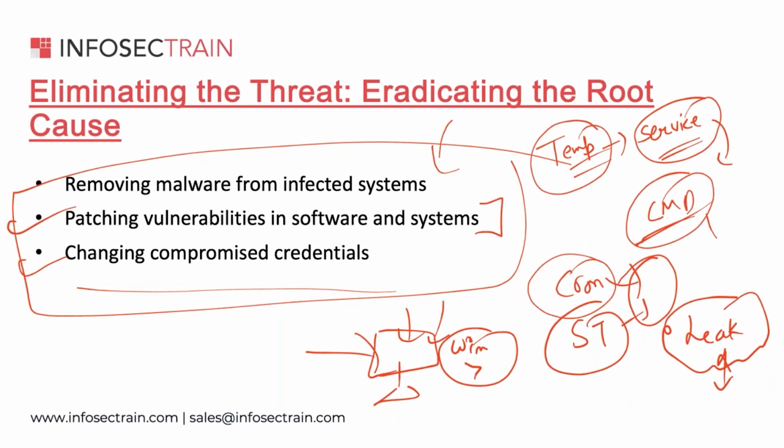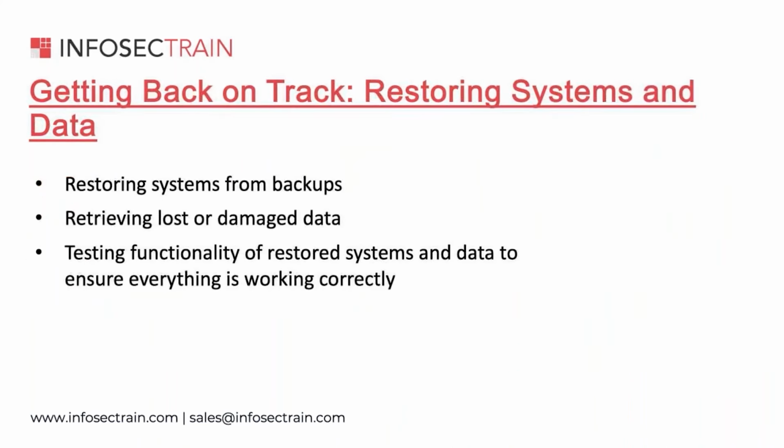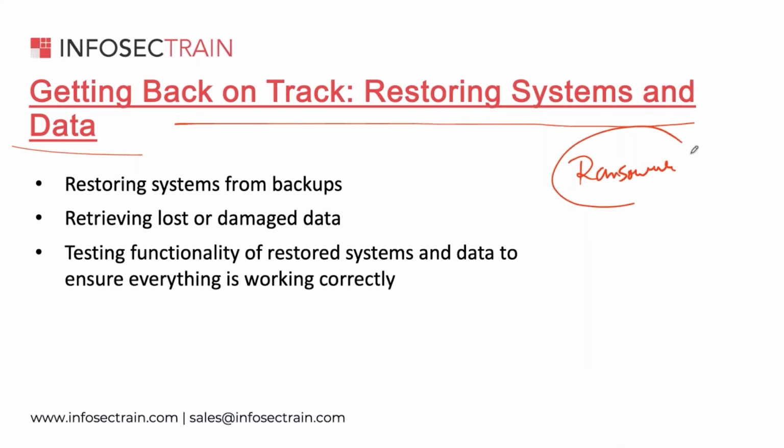Then next is getting back on track, which is restoring the system and the data. Now, this again is one of the very important things that you are doing. So I removed the malware. Okay, now maybe it has damaged some systems, damaged some files. Now it's time for me, for a very basic example of ransomware, it has encrypted my data.